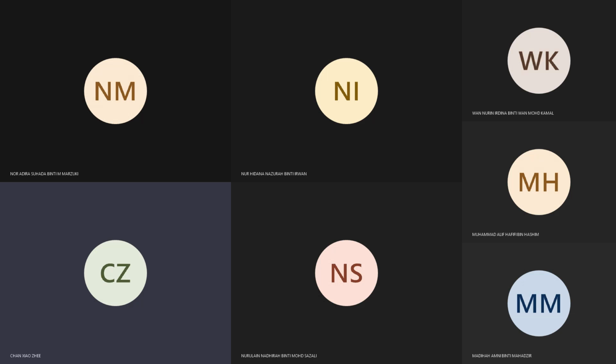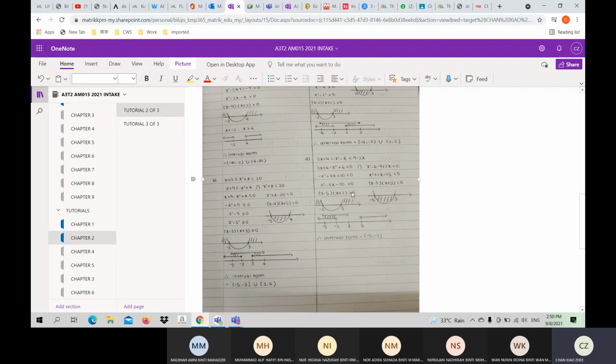Sekarang kita teruskan soalan D. 3x plus 4 smaller than x square minus 6 smaller than 9 minus 2x. So, ini soalan macam tadi juga lah. Ini soalan compound inequality. So, we must separate this compound inequality into two linear inequality and use the intersections.